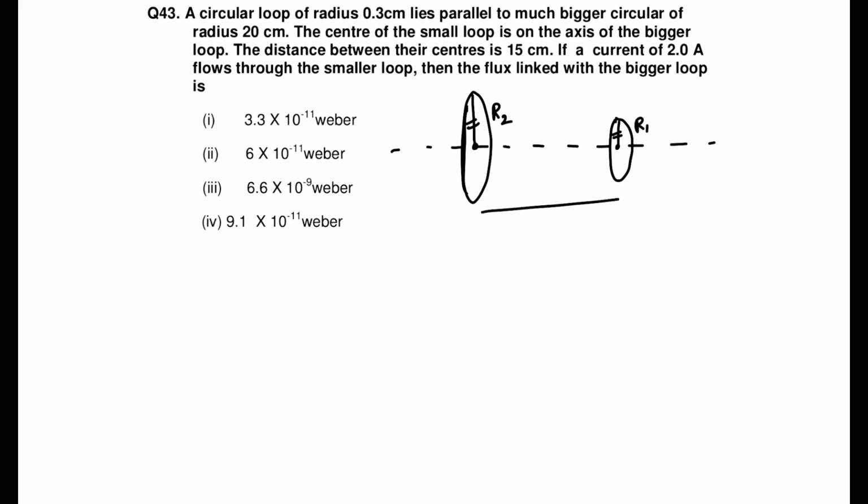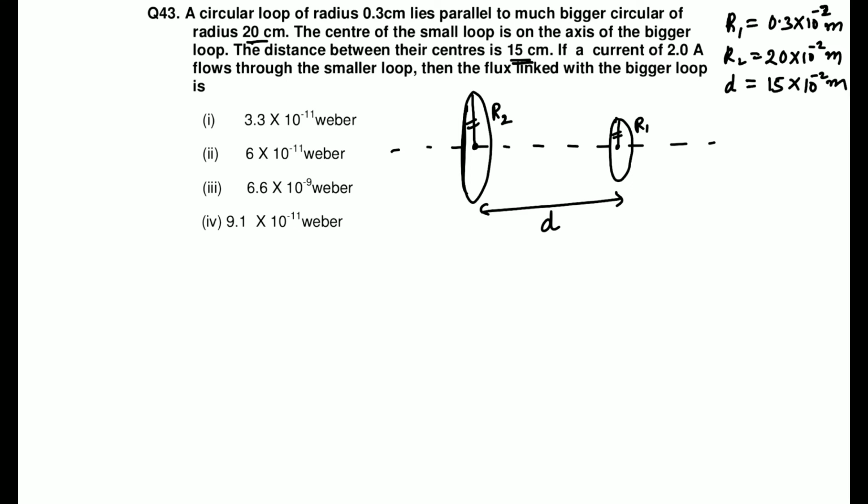All right, let's say the distance between them is some D, although in the question it is given to us, right? So in the question you can see, R1 is given to us, this is 0.3 into 10 to the power minus 2 meter. R2 is also given, that is 20 into 10 to the power minus 2 meter. And the distance is also given, that is 15 centimeter, so it's 15 into 10 to the power minus 2. So all these distances are given. I'm still putting R2, R1 so that we can actually solve them, right?